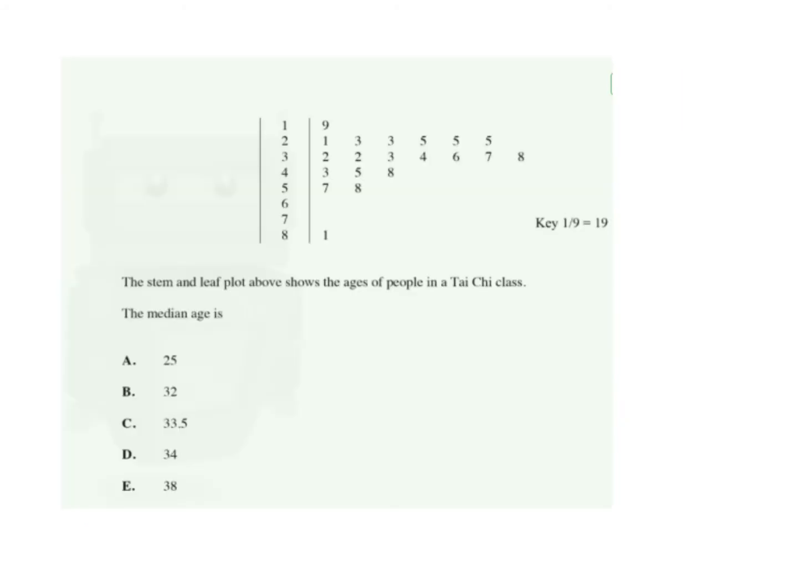Okay, so the stem and leaf plot shows the ages of people in a Tai Chi class. The median age is, so here they're giving you the key. So these are definitely years. And we need to count up how many we have. So how many do we have? 1, 2, 3, 4, 5, 6, 7, 8, 9, 10, 11, 12, 13, 14, 15, 17, 18, 19, 20. So N is 20. So the median, where's that going to occur?